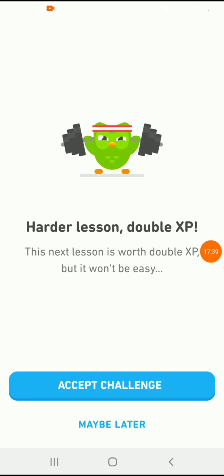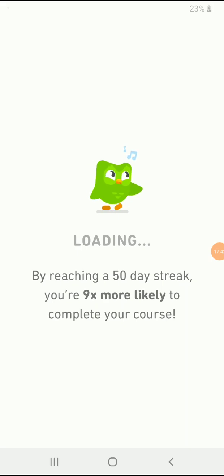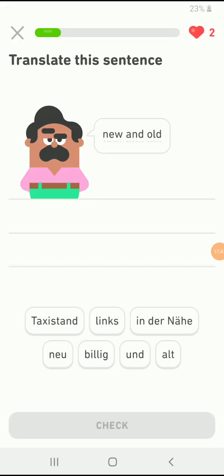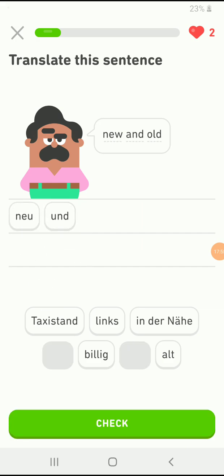Okay, guys, so let's take the challenge though. Let's see how well we can do. And of course, it's a little bit risky because we have only one error possible. So new or old? Neu und alt. So neu und alt.